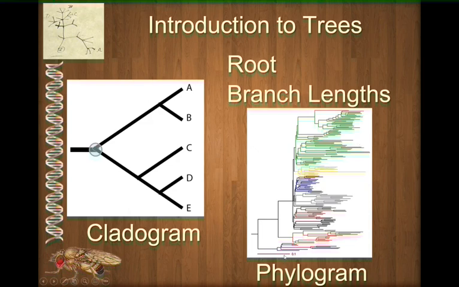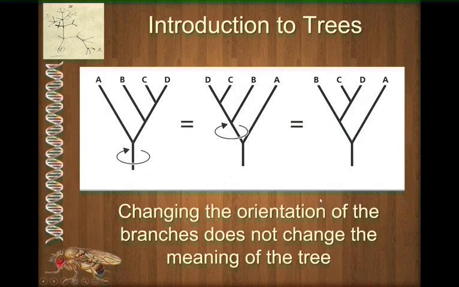And often there'll be a code down here that is, 0.1 changes per 100 base pairs or per 1,000 base pairs or something like that. So you can read the description of the phylogeny to say what the quantification is for those branch lengths. Okay, so know cladogram, know phylogram, and understand the difference between those.